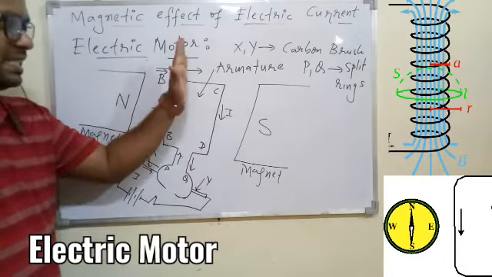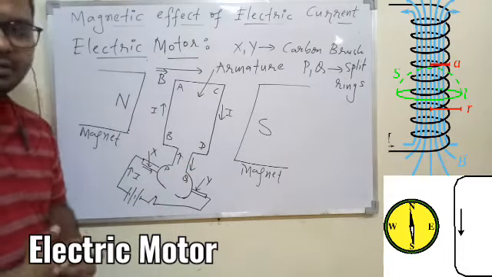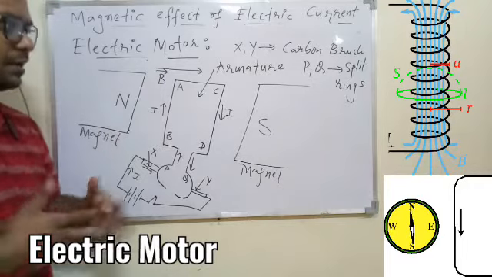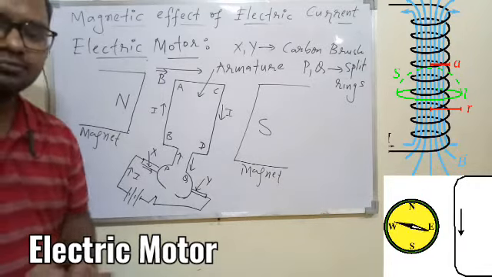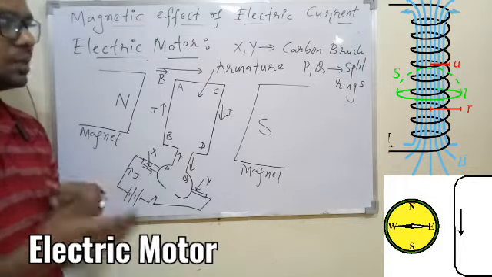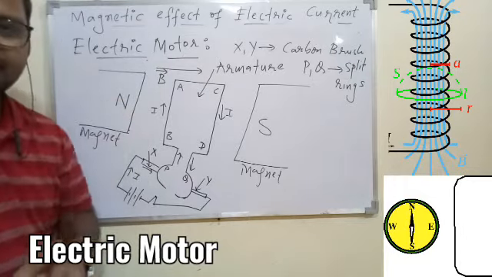So for AB and CD, we can apply Fleming's left hand rule and identify whether this coil will get a force, and in which direction it will get the force. Based on this, we can find out what will finally happen to this coil.